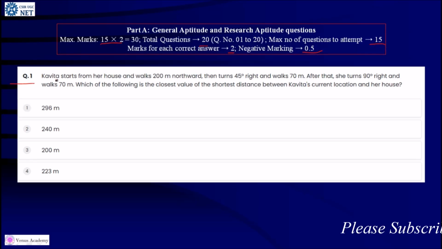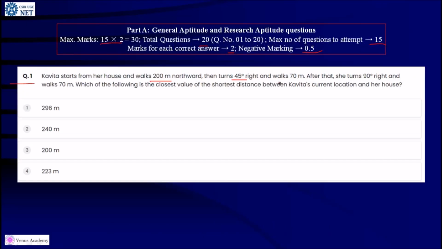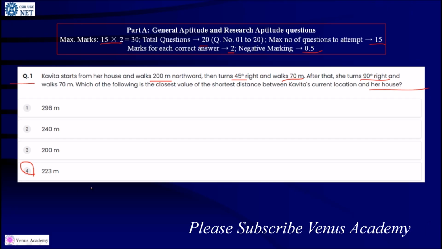Question number 1. Kavita starts from her house and walks 200 meters northward, then turns 45 degrees right and walks 70 meters. After that, she turns 90 degrees right and walks 70 meters. Which of the following is the closest value of the shortest distance between Kavita's current location and her house? The correct option for this question is option number 4, 223 meters, students.